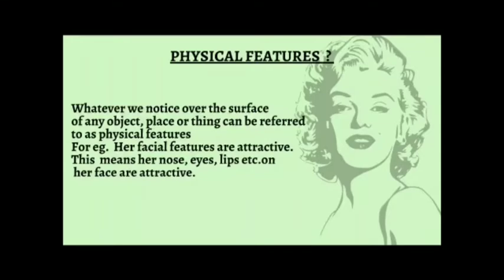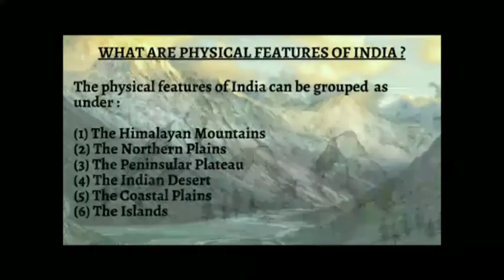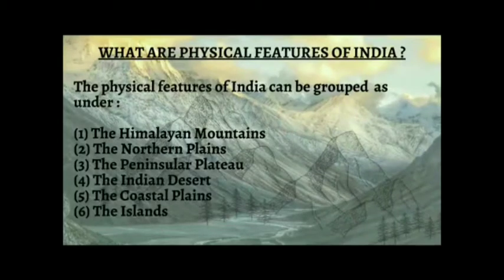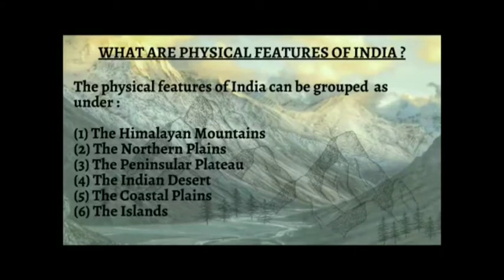So, what can be physical features of India? Physical features of India means whatever we can see on the surface of India. In the last lesson we did the size and location of India, isn't it? So whatever is there on the area of India is called physical features of India. Is the physical feature of India the same everywhere? Is it plain everywhere? Is there water everywhere? Is there only land everywhere?